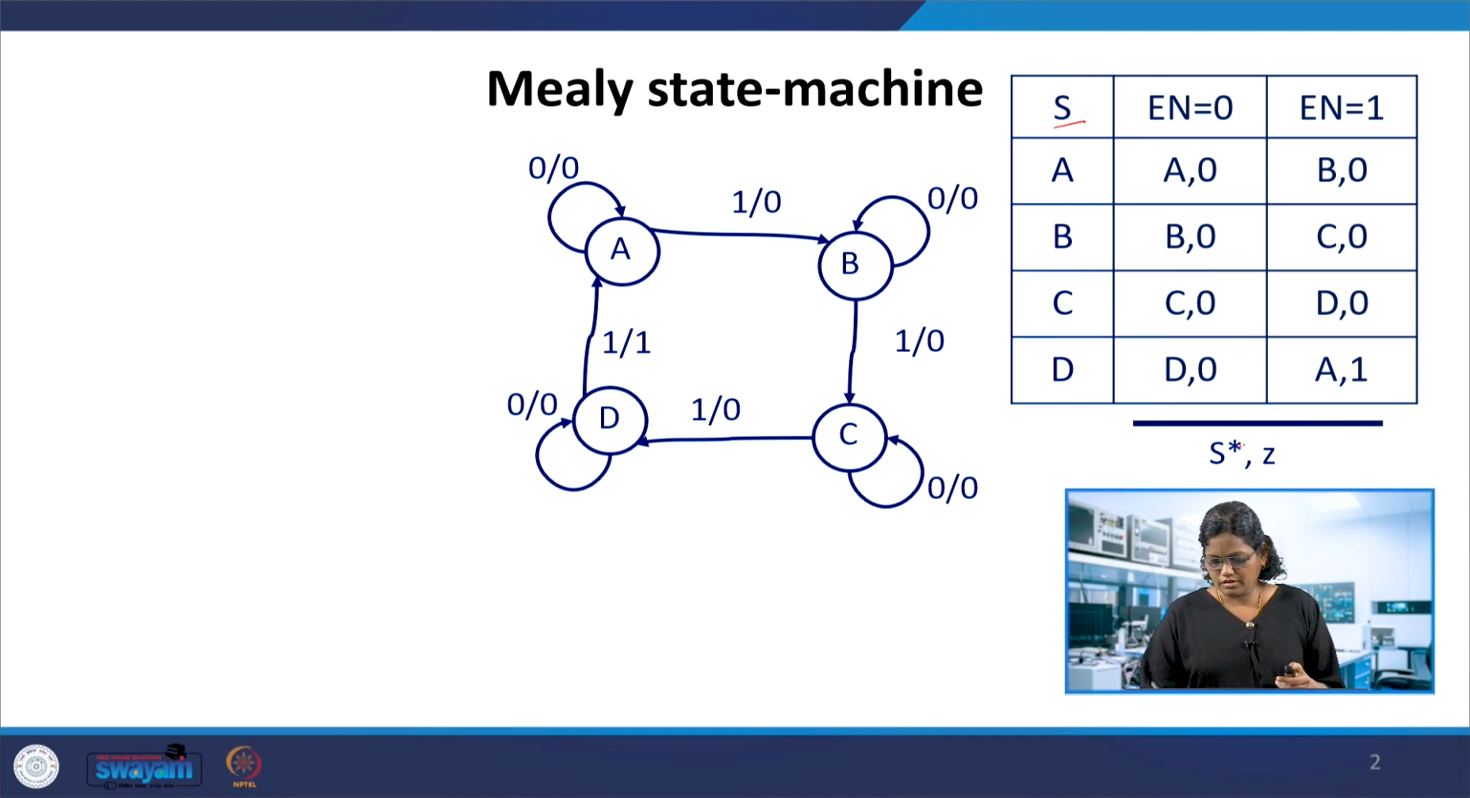So S star is the next state, and the Z outputs we have represented in this table and the diagram as well. Now, with the state diagram, how do we make this in a Verilog module?